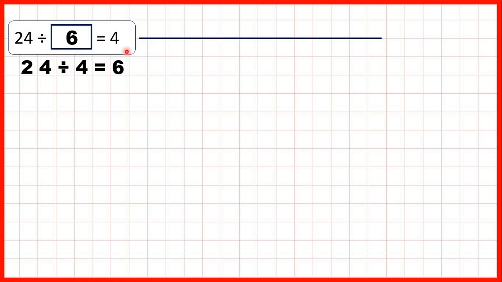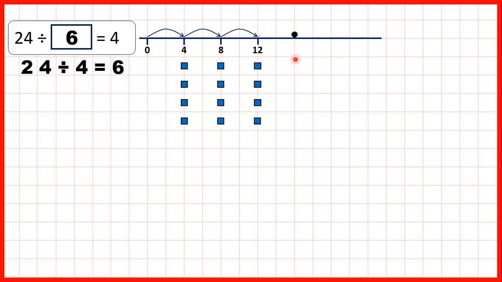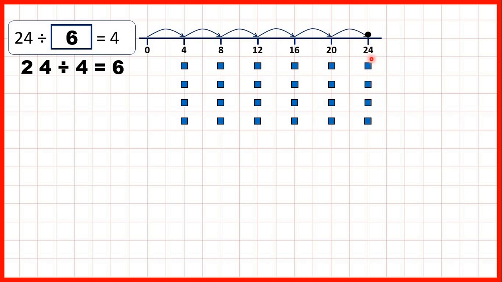Now on a number line, to show this calculation, what we can do is count up in steps of 4 until we get to 24. So we can count 4, 8, 12, 16, 20, 24. So we've counted in steps of 4, and because it took us 6 jumps to get to 24, we know that our missing number must be 6.